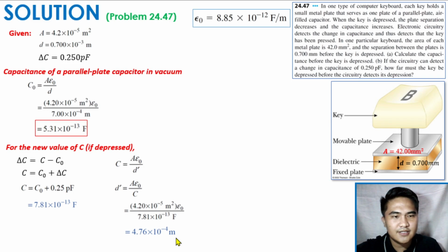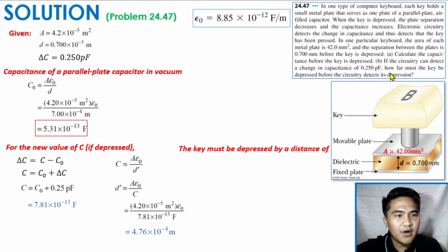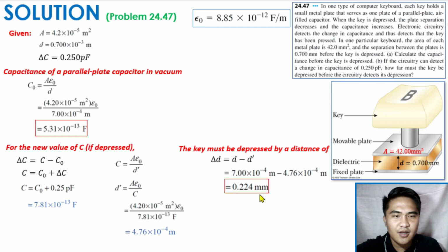Now, in part B, how far must the key be depressed before the circuitry detects its depression? So the key must be depressed by a distance of change in D, which is equal to D minus D prime. So substituting the value, this is the initial distance minus the final distance, or when the key is depressed. So we will get 0.224 millimeter.